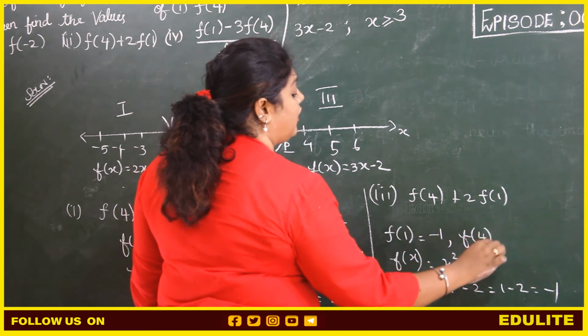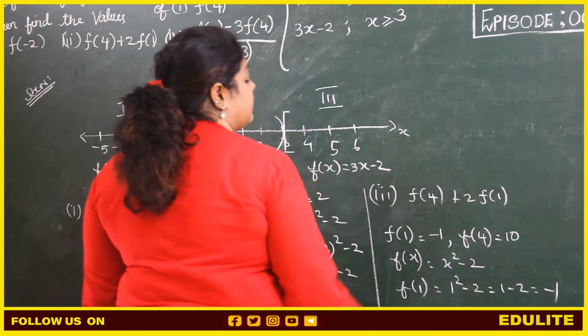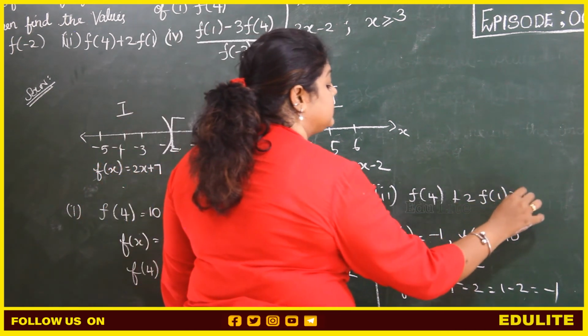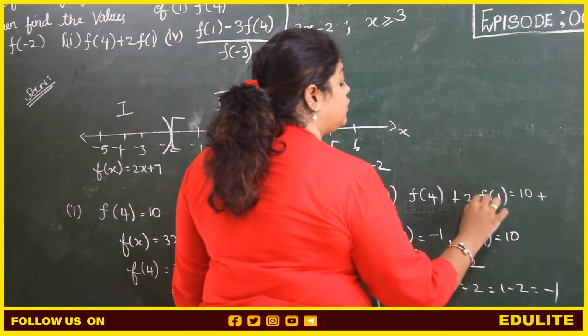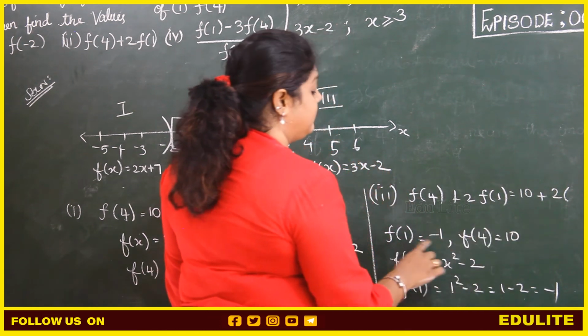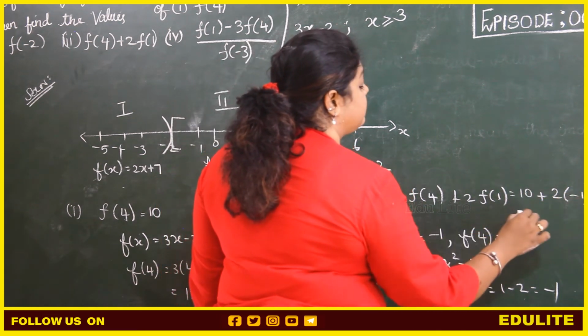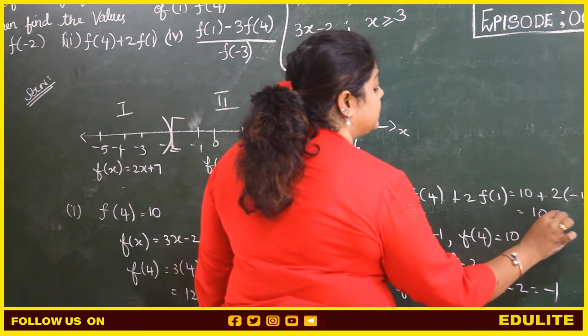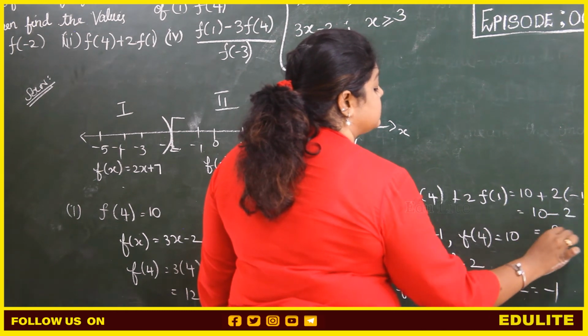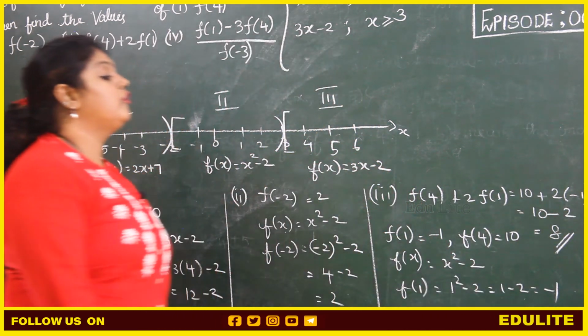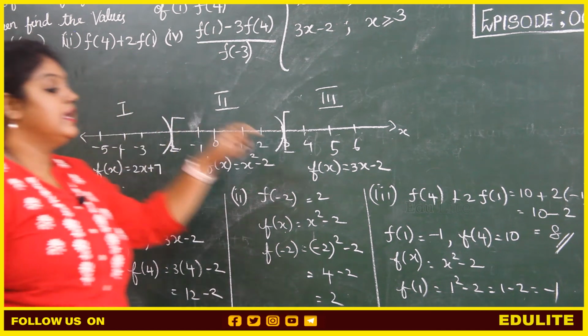F of 4 we already found as 10. Let us substitute in this. F of 4 is 10 plus 2 into f of 1 value, which is minus 1. Therefore, 10 plus into minus, minus 2. 10 minus 2 is 8. So, f of 4 plus 2 into f of 1 is 8.